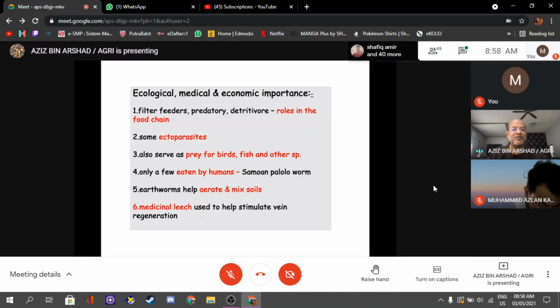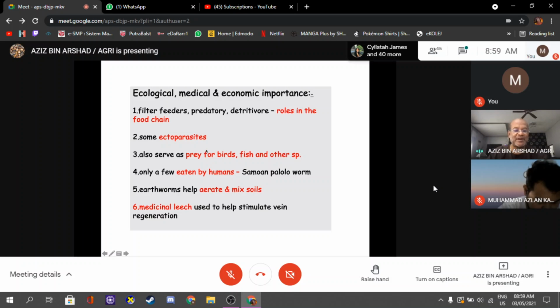Before we finish, the ecological, medical, and economic importance. In terms of the beneficial importance of annelids, many of them are filter feeders, predators and detritivores. Hence, these different feeding guilds are good for the long development of the food chain. So the food chain will be comprised of the simple feeding type up to the highest feeding type, which is a carnivore or predator.